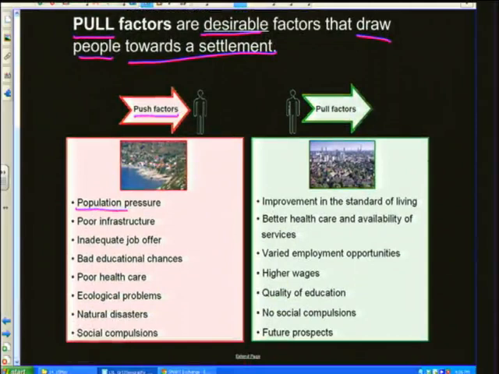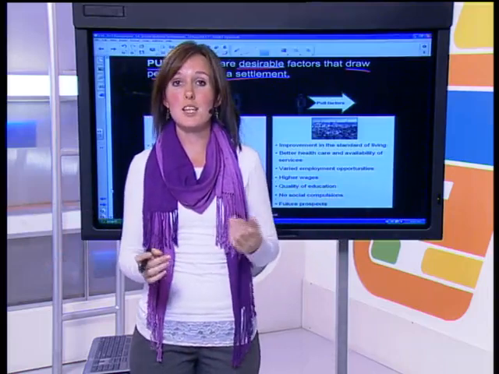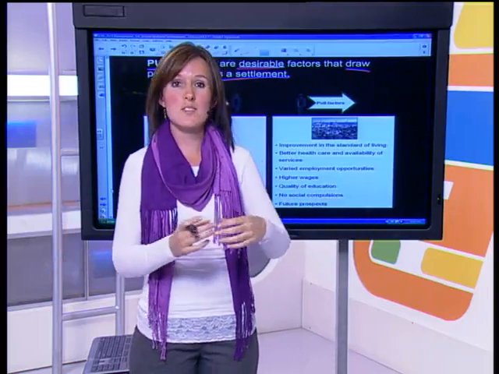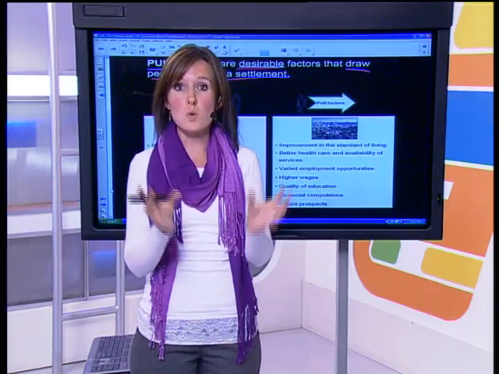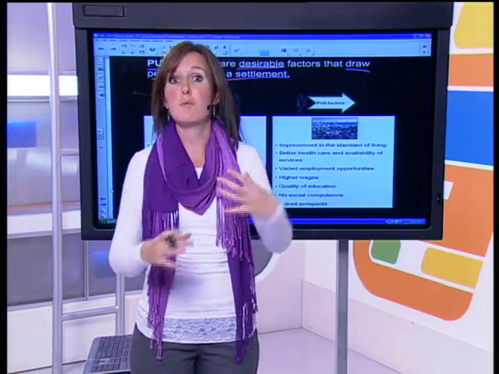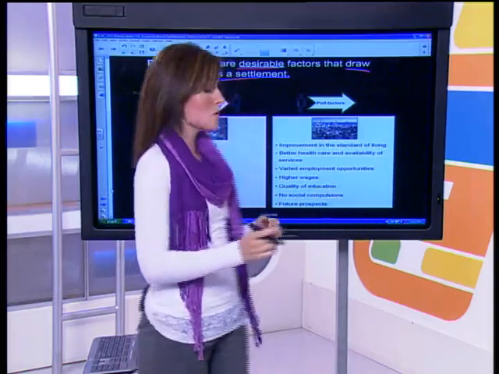Things like population pressure cause people to want to leave a rural town. Population pressure means that the amount of people that there are in a settlement is too much for the amount of resources that they have to sustain that population. So it could be because of a drought, the soil qualities become really bad, or there isn't enough water resources, so people are putting too much pressure on that resource.